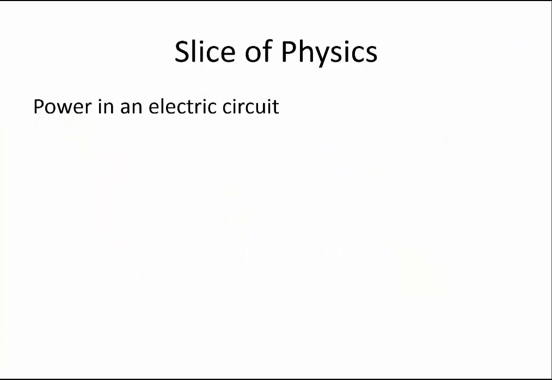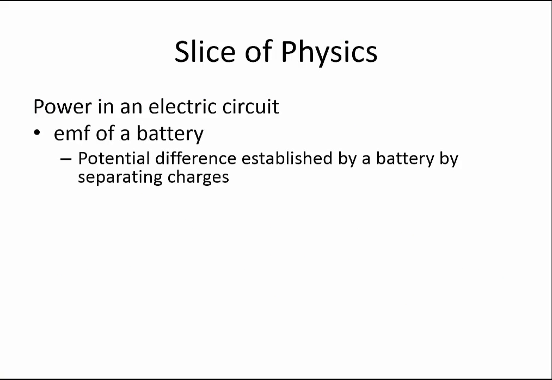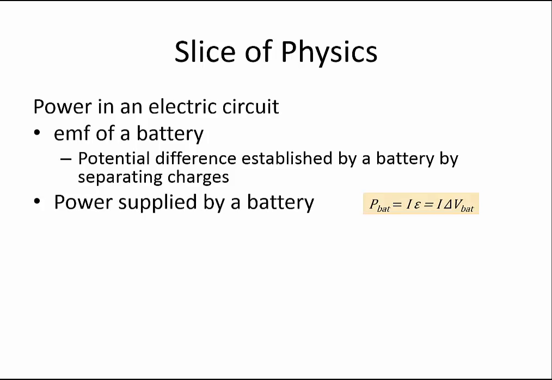In this slice of physics, we covered the concept of power in an electric circuit and touched upon a couple of related aspects. First, we learned about the EMF of a battery, which for all practical purposes for us is the same as the potential difference that's established by the battery by separating charges. Next, we learned that the power supplied by a battery equals the current supplied by the battery times its EMF, which is the same as the current times the potential difference across the battery.